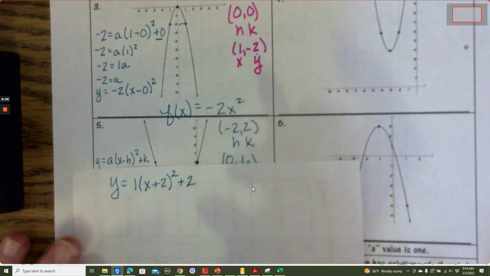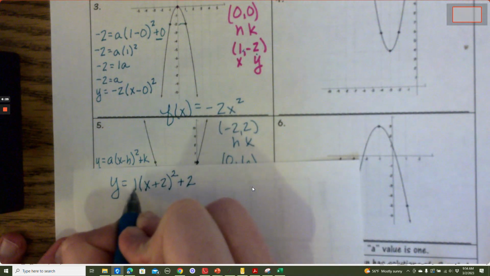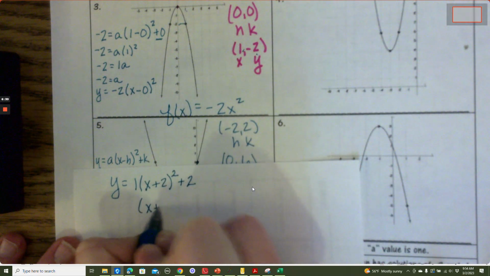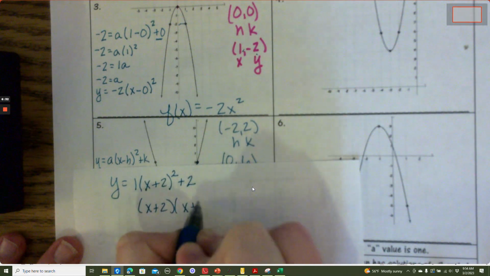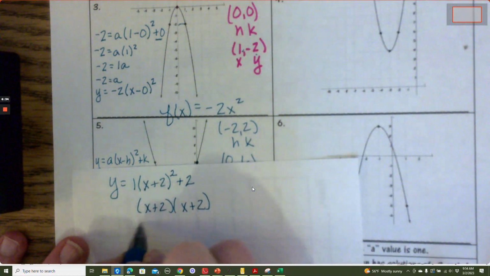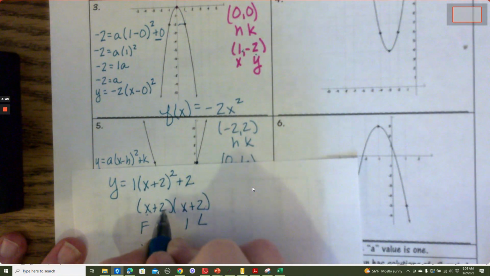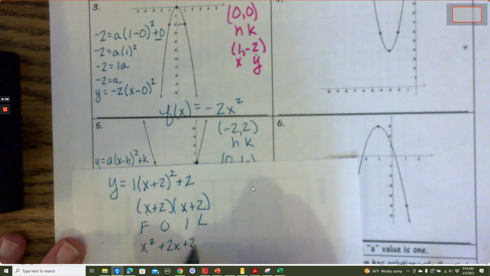All right, so we got to put it in standard form. So the 1 becomes invisible. We don't really need that, but we got to break this down. So x plus 2 times x plus 2. All right, x times x is x squared. Outside, x times 2 is 2x. Inside, 2 times x is 2x. Last, 2 times 2 is 4. Combine like terms. So x squared plus 4x.